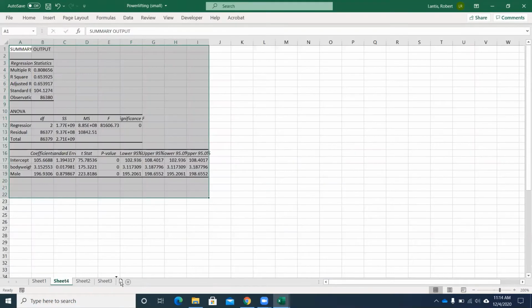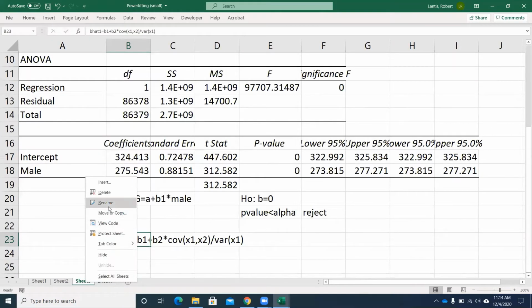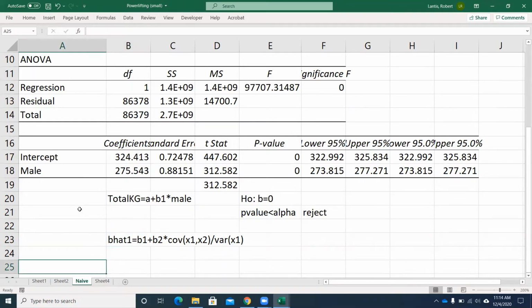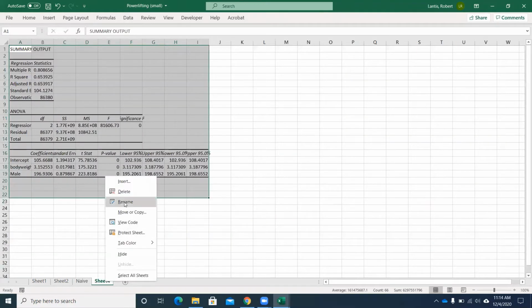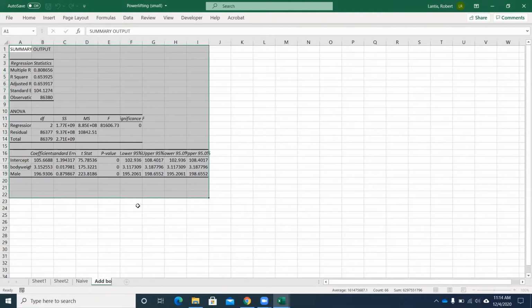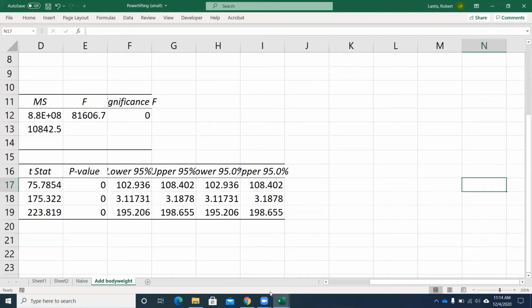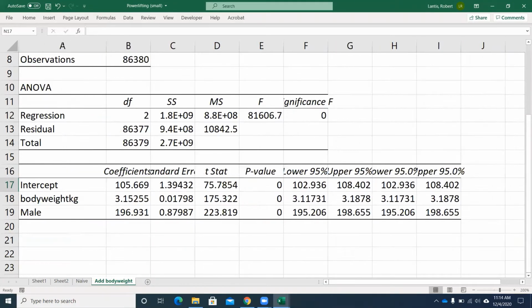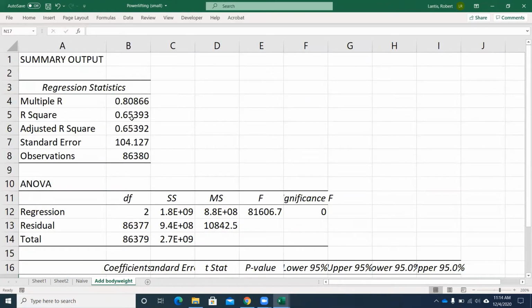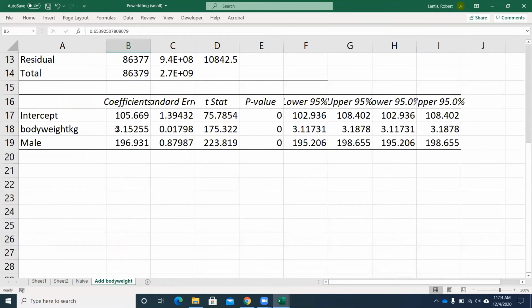So think about that first regression we ran. Let's call that our naive regression. We only included one variable. We had a lot of other stuff we knew probably mattered, but we didn't include it. Here, we added that body weight variable. And what we can see, if we zoom in here, is that once I included that additional variable, my R squared went up. I'm now able to explain more of the variation in total kilograms lifted, 65%.